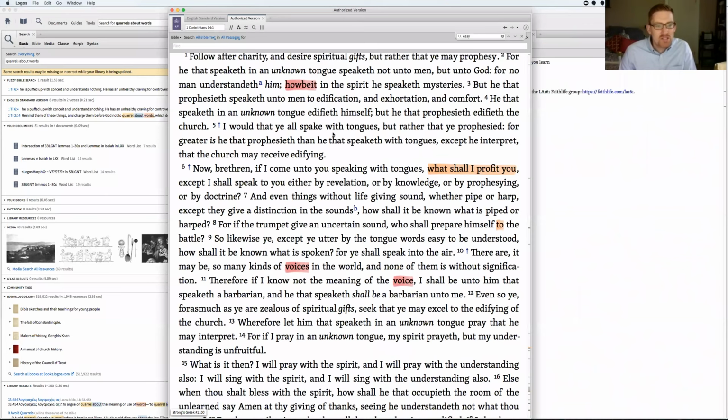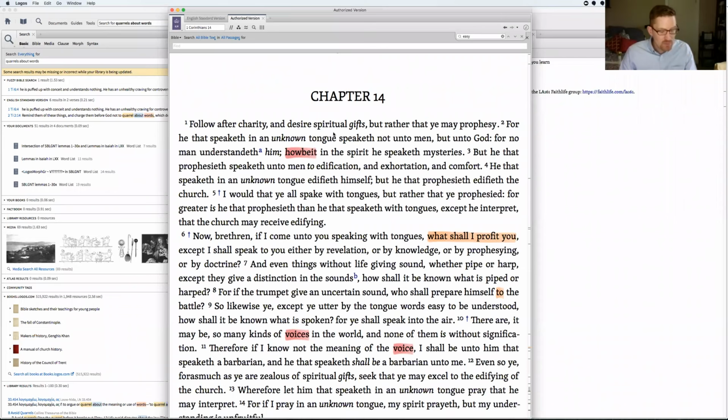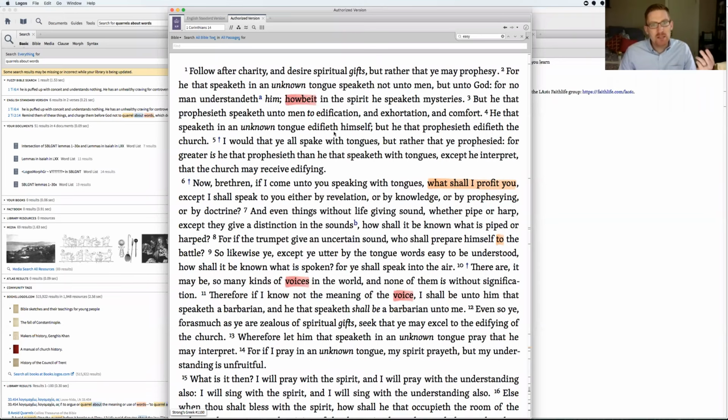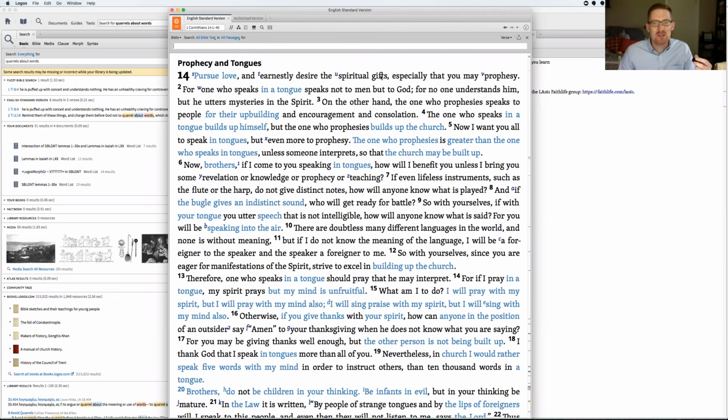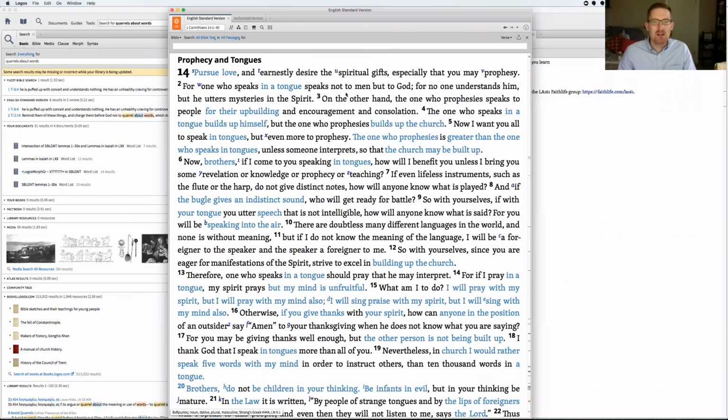Okay, in 1 Corinthians 14, Paul is contrasting the tongue speakers and the comparatively little value that they bring in edification to the church. So going back to the ESV here, he says, by all means, pursue and desire these spiritual gifts, but especially that you may prophesy. Why, Paul? Because one who speaks in a tongue doesn't even speak to men, but to God, because nobody understands him. He utters mysteries in the spirit. On the other hand, the one who prophesies speaks to people for their upbuilding and encouragement and consolation. The one who speaks in a tongue builds up himself, but the one who prophesies builds up the church.